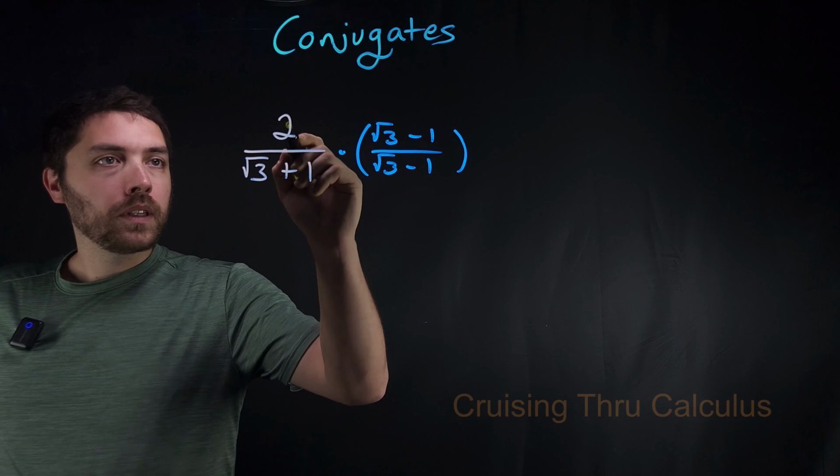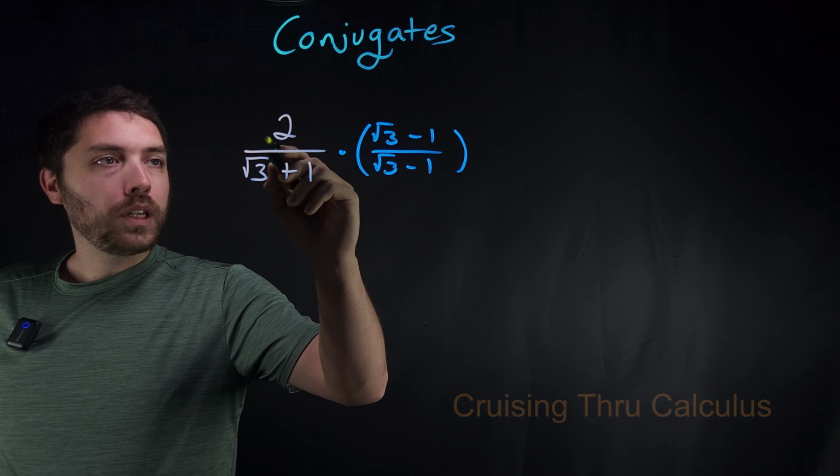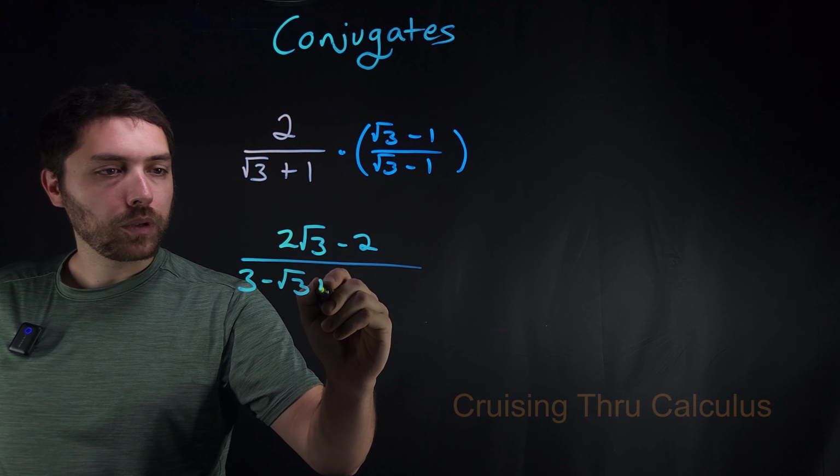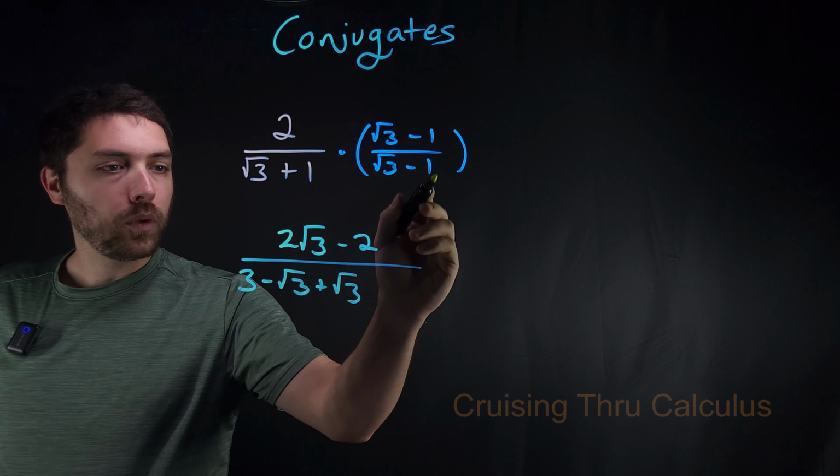So let's do that. Let's start by distributing this 2 here. Now, the bottom is where things get much more interesting. We've got the square root of 3 times the square root of 3. Then we've got the square root of 3 times negative 1. 1 times the square root of 3. And then 1 times negative 1.